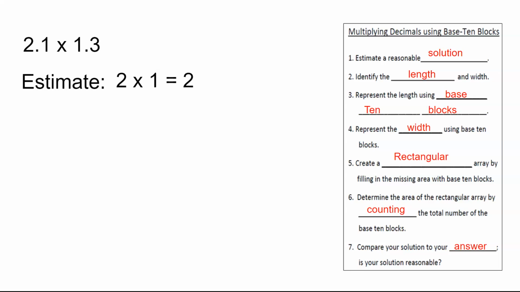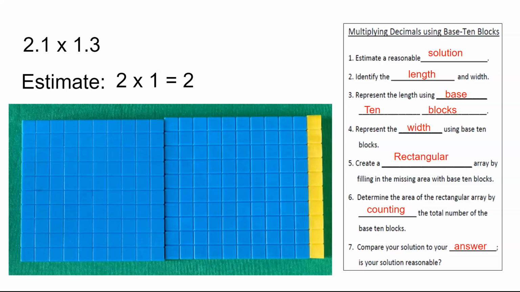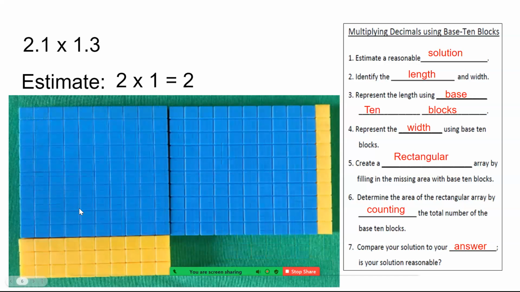So let's start by identifying the length, 2 1/10. So we build that, correct? Then remember, we're going to count this square right here when we do the width as well. So we already have one whole, and we're going to add 3/10.